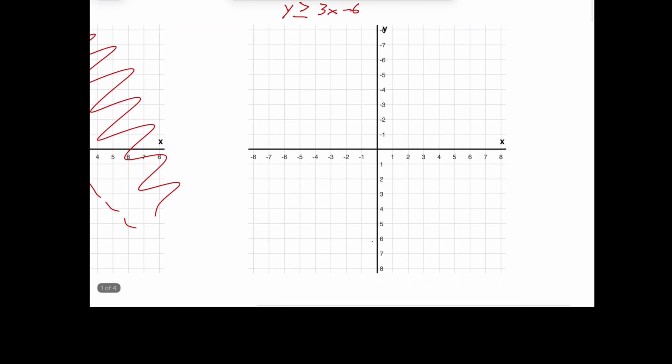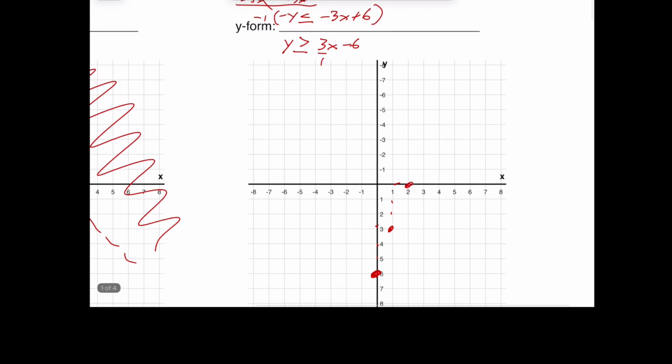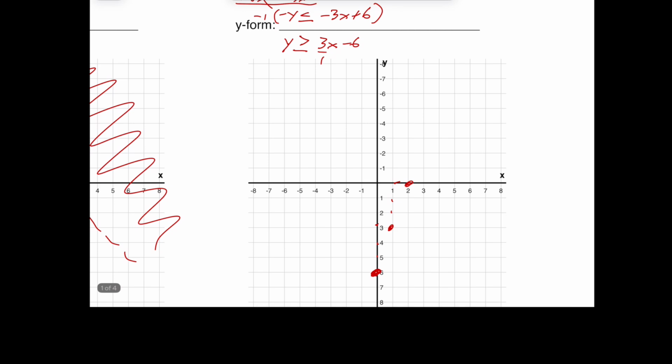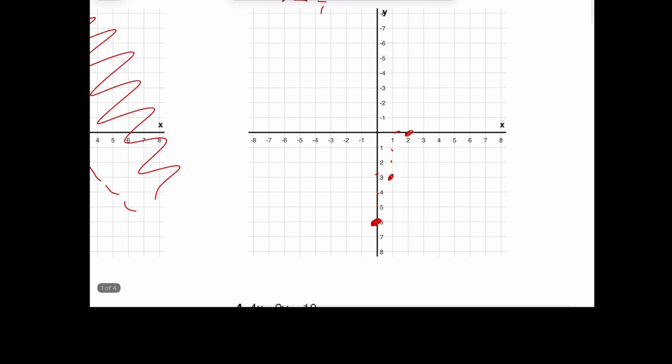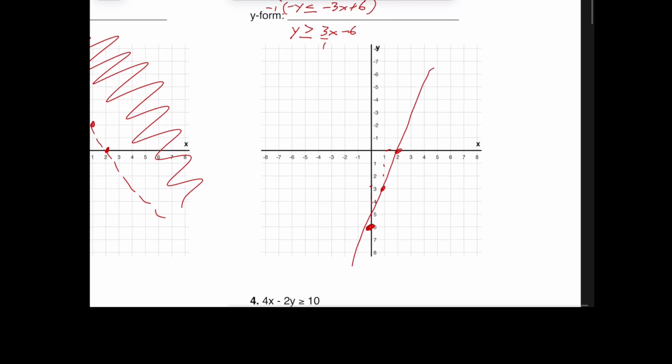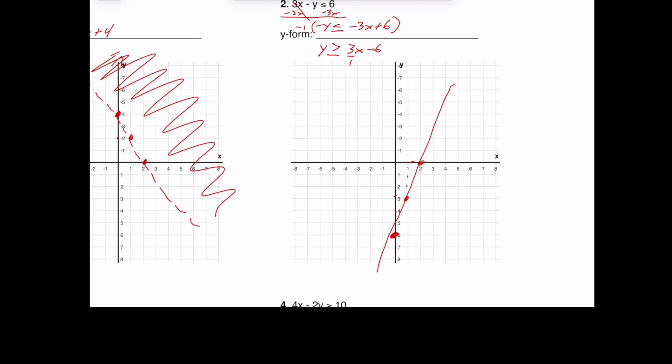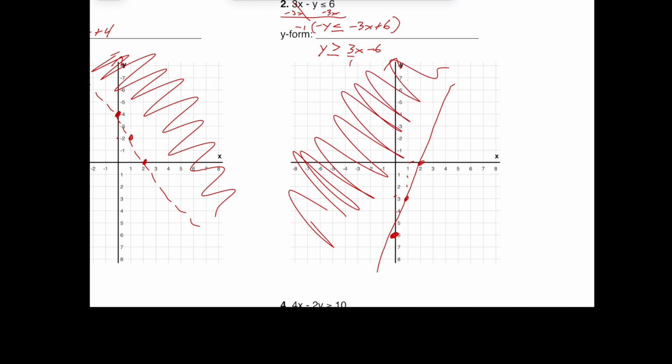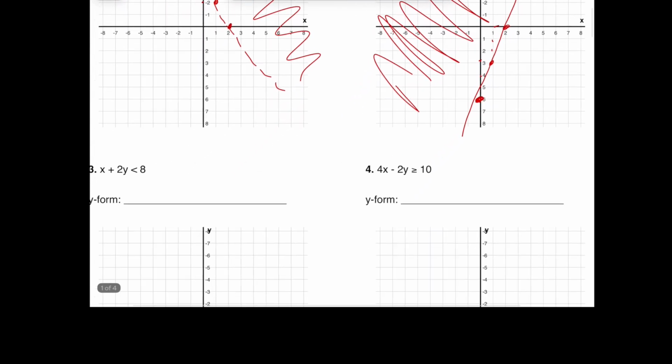When I graph it, I'm going to go down to negative 6. I'm going to go up 3 and over 1. Okay, because that's like that. All right, so anyways, now that I'm there, now you can see it a little bit better. It's going to be a solid line because of that equal sign. Make this a little smaller so I can fit everything on here. And then I want to shade the side where the y's get bigger. The y's get bigger on this side, so I'm going to shade like that. Everything in that shaded region is going to be a correct answer to that inequality.